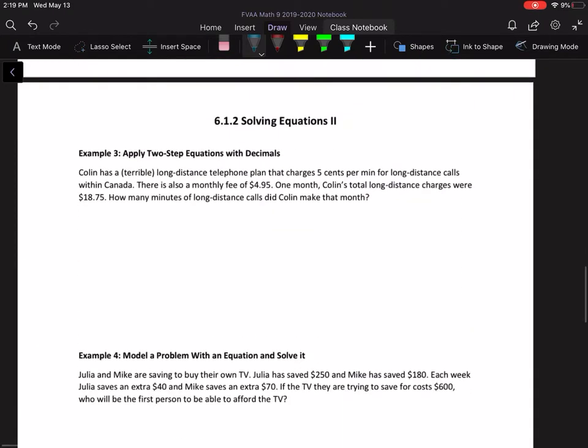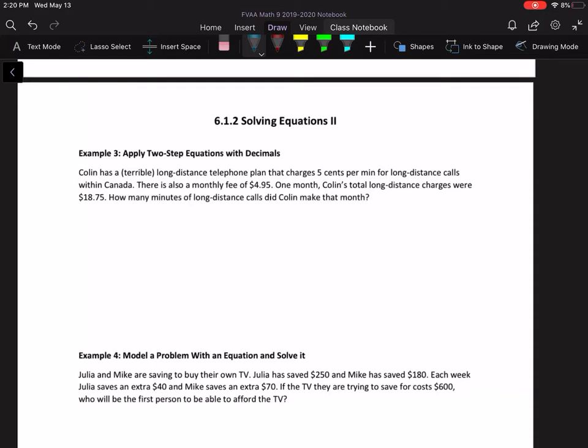That'll help it out. All right, last couple questions here. We're dealing with word problems and turning them into equations and then solving those equations. Okay, so we have to be able to figure out what the equation is in the word problem and then how to turn it into an equation and then solve that equation. So here, Colin has a terrible long-distance phone plan that charges 5 cents per minute for long-distance calls within Canada. Yeah, gone are the days. There's also a monthly fee of $4.95. One month, Colin's total long-distance charges were $18.75. How many minutes of long-distance calls did Colin make that month?